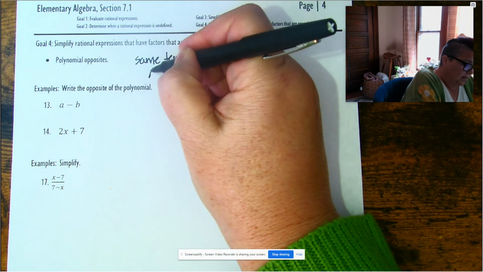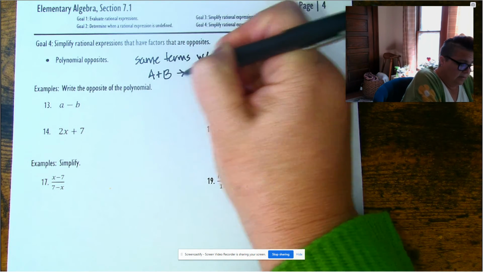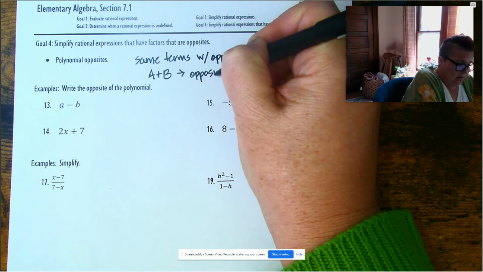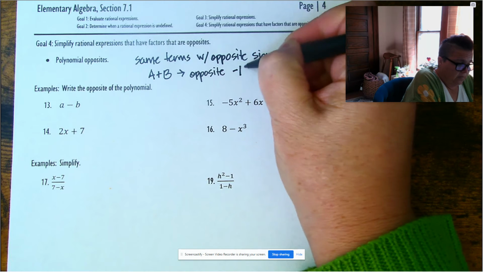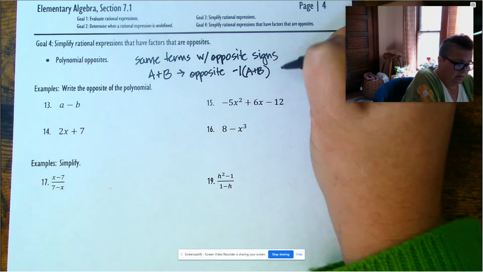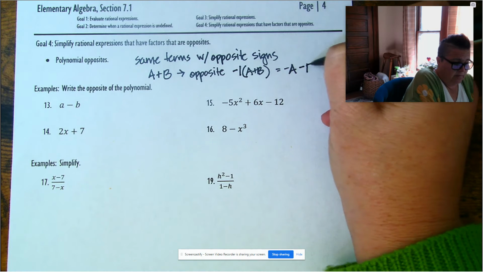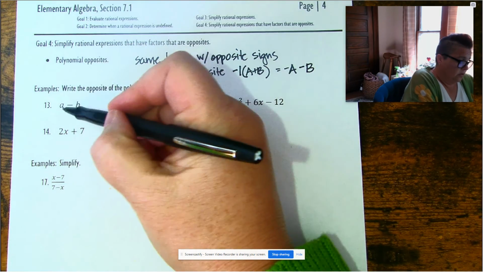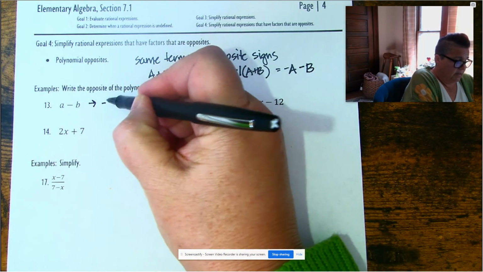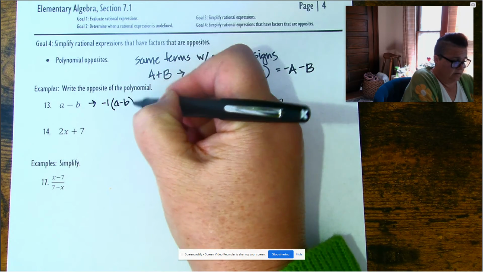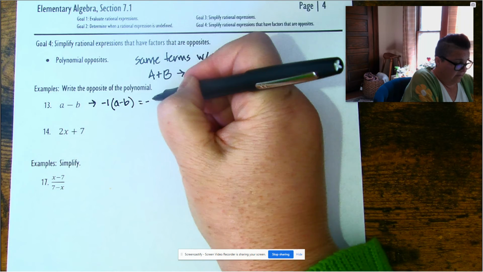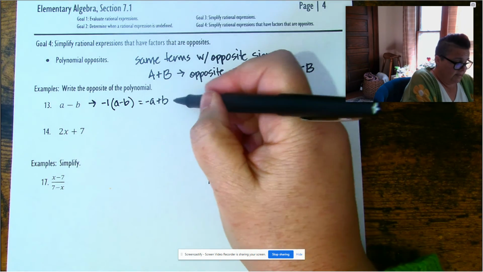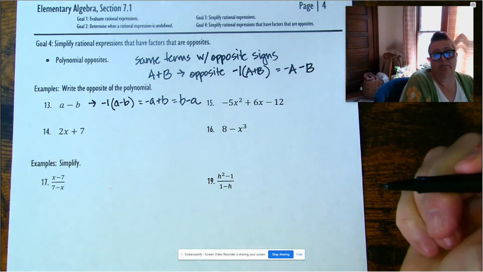So if we had an A plus B, then the opposite would occur if you took a negative 1 times that A plus B to get a negative A minus B. Do you see how that's opposite signs on all of the terms? Okay? So if you have a polynomial and you need to know the opposite of that polynomial, for A minus B, the opposite would be a negative 1 times that A minus B, which would be a negative A plus B, which we sometimes write as B minus A, putting the positive first.